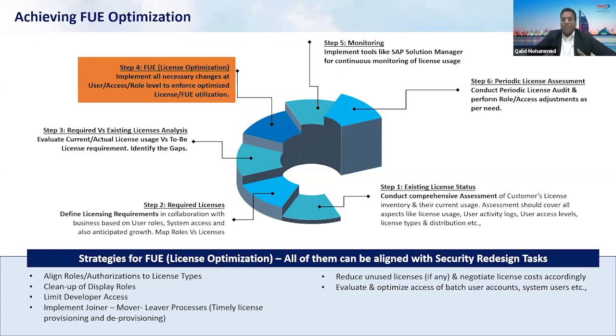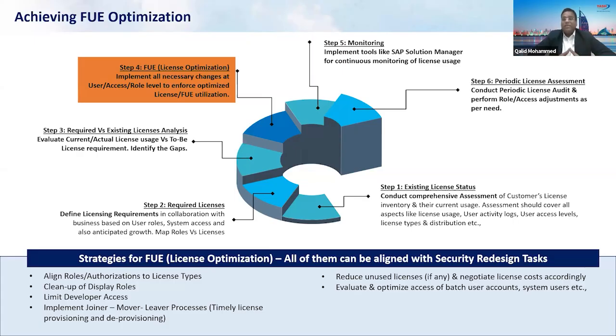Now, what we did here is that we have put together a 6 step process for this FUE activity. As the first step, we are going to extract all the necessary information, that is user activity logs, user access levels, everything, and we'll assess it and try to understand the existing licensing status. Now, the outcome of this step 1 could be that the customer might be underutilizing its licenses against the agreed license, or it is also possible that they are in breach of contract.